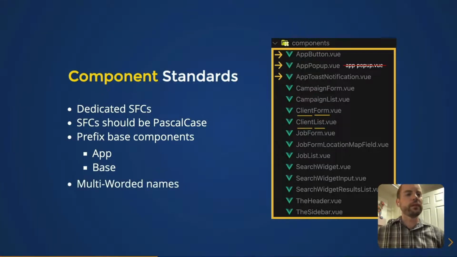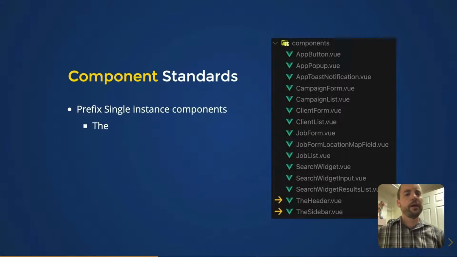Alright, another thing in the Vue.js Style Guide is to use multi-worded names for your components. And this is really more than just a stylistic thing. This is in order to prevent clashing with future or existing HTML elements, as they are by definition always a single word. Another standard in the Vue.js Style Guide is to prefix all your single instance components with the word The. That is components that'll only ever be used once per page. Things like the header or the sidebar. Once again, that predictability makes a new developer or someone brand new to the project know instantly what these components are about.